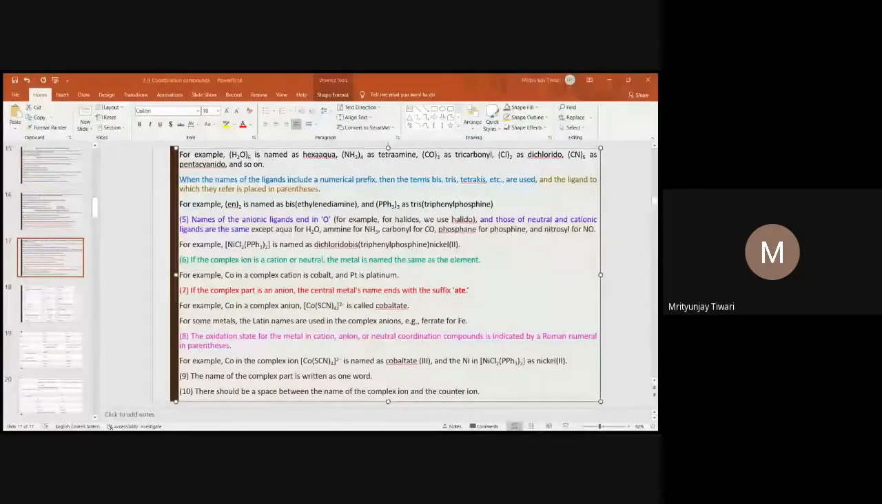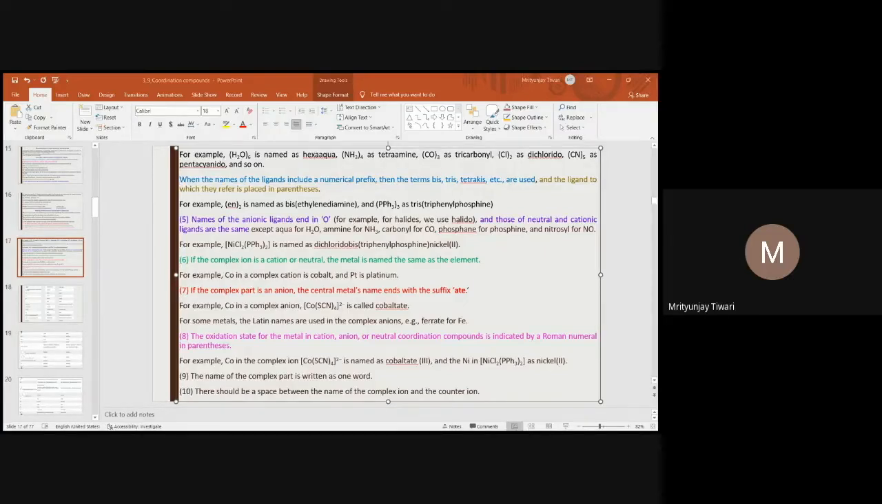The oxidation state for the metal in cation, anion, or neutral coordination compounds is indicated by a Roman numeral in parentheses, and as you see in these IUPAC names, the number 2 in Roman numerals in parentheses. I have not explained till now what it means. It actually depicts the oxidation state of this metal. This nickel(II) means nickel here in this compound is in plus 2 oxidation state. In this case, molybdenum is in plus 2 oxidation state. Cobalt here is in plus 3 oxidation state.